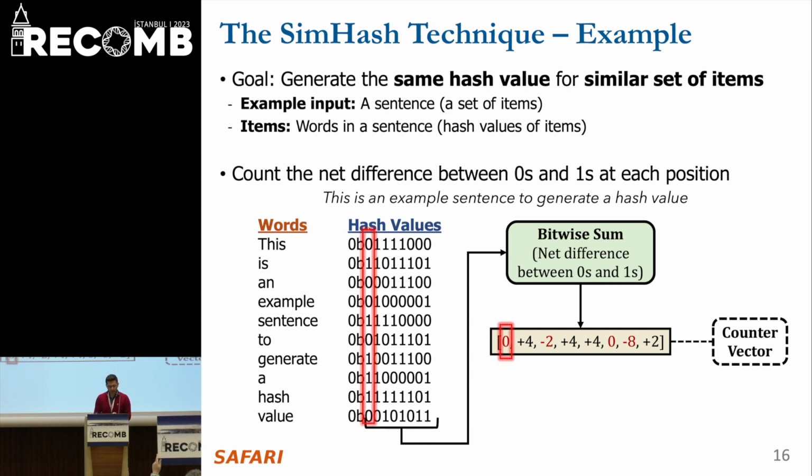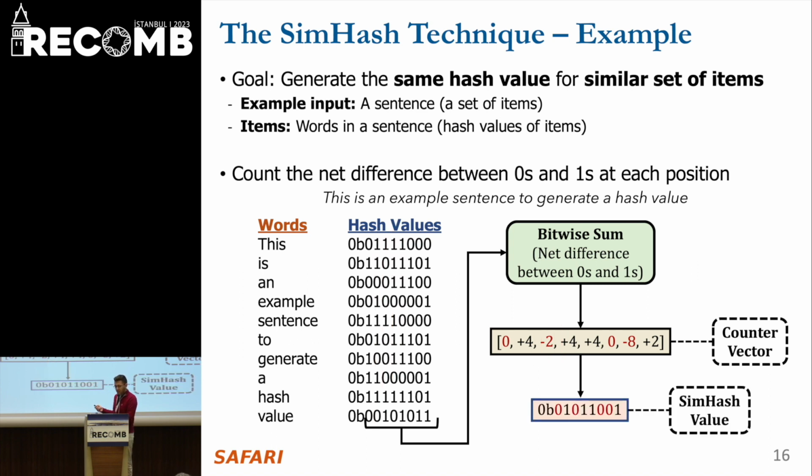Here, for example, the leftmost value in the counter vector shows the difference result for the most significant bit, and the 0 means we have the same number of ones and zeros, and the rightmost value shows the net difference for the least significant bit. So the positive value means that we have more ones than zeros, and also we have a -2 here, so this means that we have more zeros than ones.